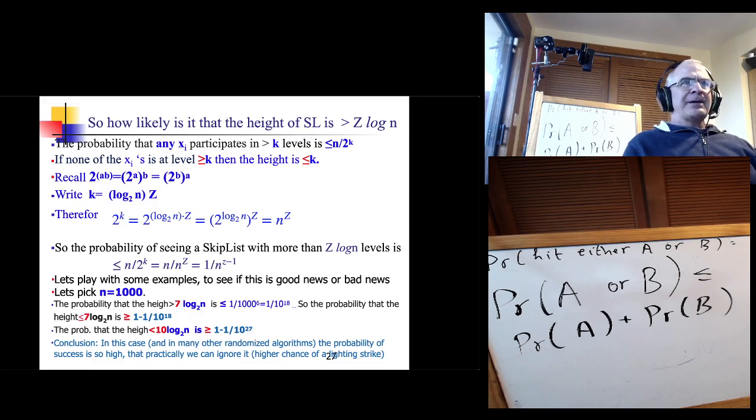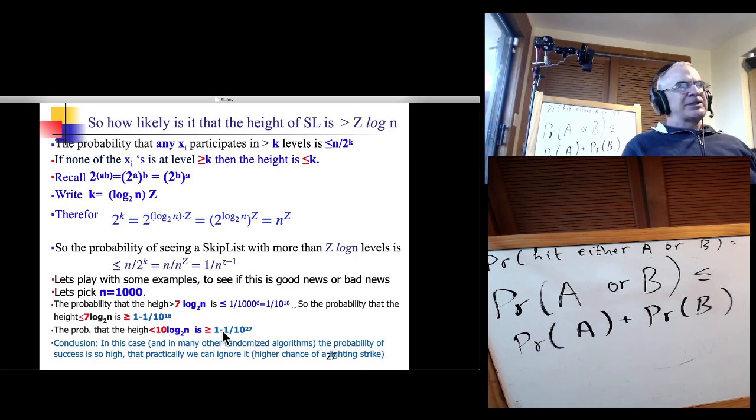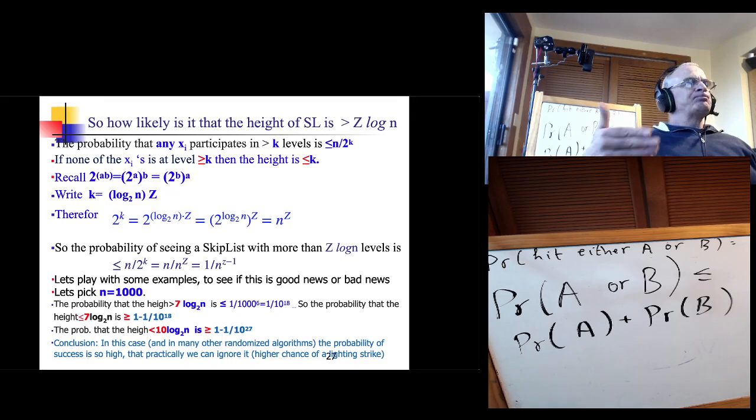That is, we are using a randomized data structure. It has a chance to behave badly, but the chance that you'll be struck by lightning, or an earthquake or any other disaster, is so much higher than the chance that your skip list will behave really badly that we can ignore it.